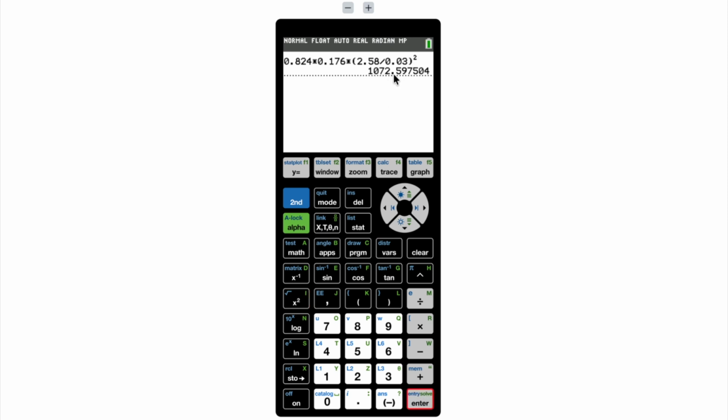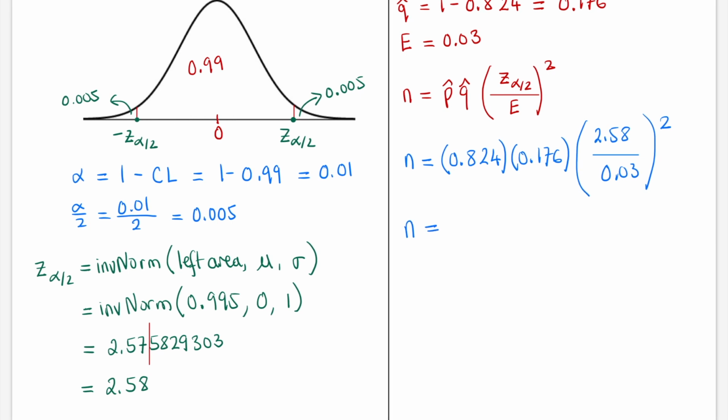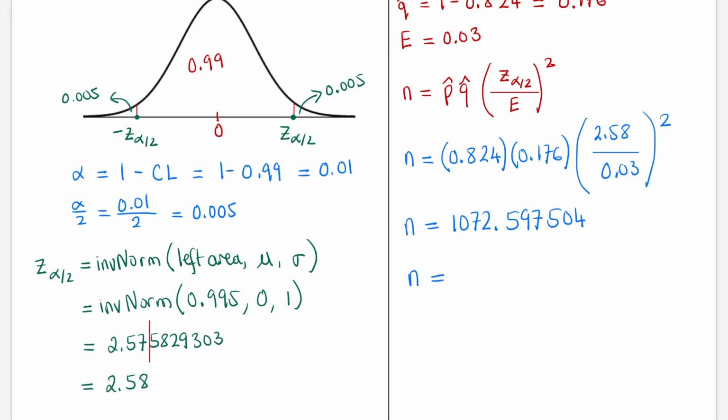This is our answer. And we get 1072.597504. Since the sample size must be a whole number, we always round up to the next whole number. So we get n equals 1073. This means the company should survey at least 1,073 adults.